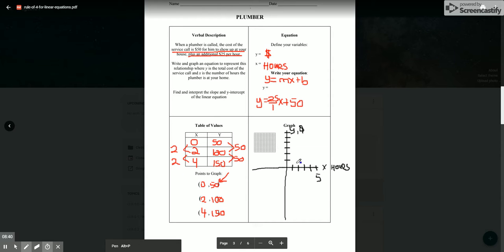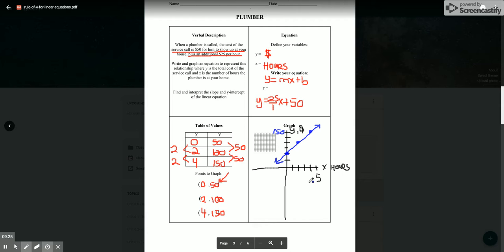And then we just plot our points. Oh, and I didn't label this. So this is going to be 150. So 0, 50, that's going to be 0x and 50y. And 2x, 100y. And 4x, 150y. And he might work, or she might work, a half hour or a quarter hour, so we can connect these points in between. Pretty terrible line. Let me fix that real quick. All right, that's a better line.